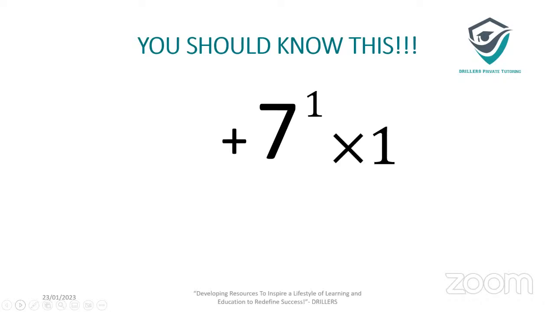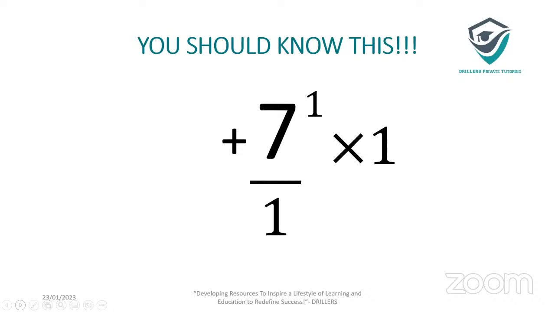Another thing that is known: any number, so a plain number without anything on it, is understood to be multiplied by 1, because any number multiplied by 1 also gives you that number. So in this example, we have 7 multiplied by 1. 7 by 1 is 7.